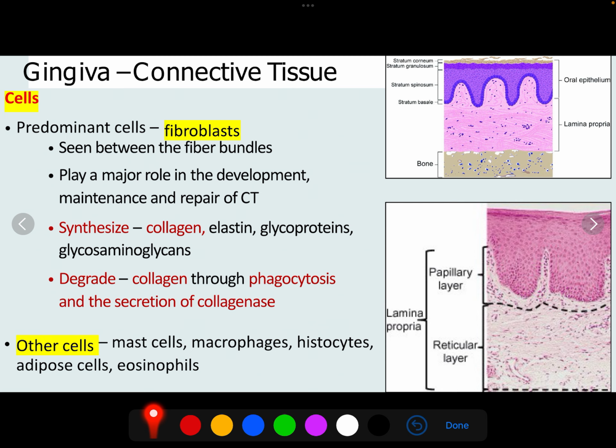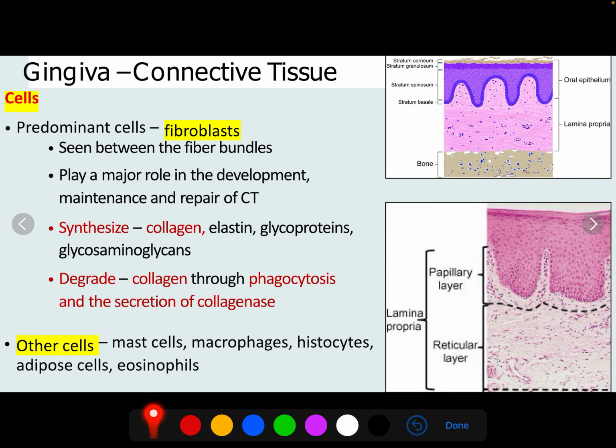Next is about the cells in the connective tissue. The predominant cell is the fibroblast. These cells are found between the fiber bundles. What is their function? They play a major role in the development, maintenance and repair of the connective tissue. Fibroblasts have dual function. They can synthesize as well as degrade collagen. They can synthesize not only collagen but elastin, glycoproteins, glycosaminoglycans, etc. They can degrade collagen through phagocytosis and the secretion of the enzyme collagenase.